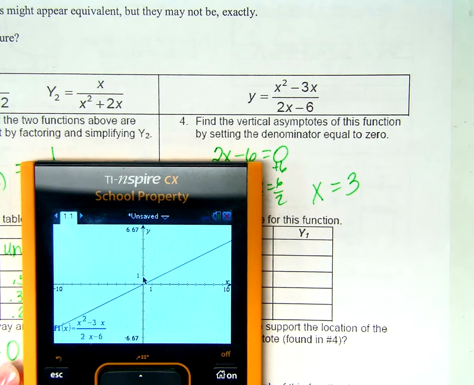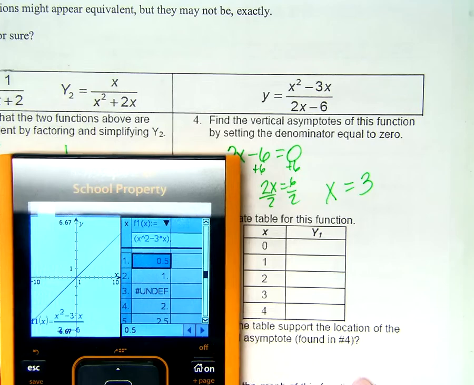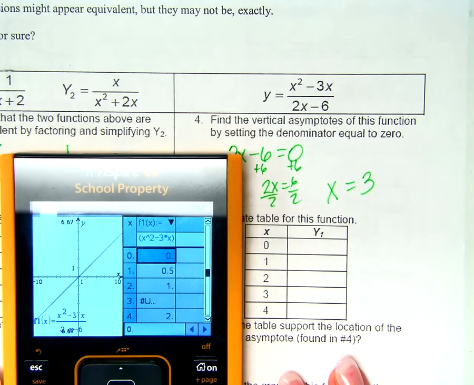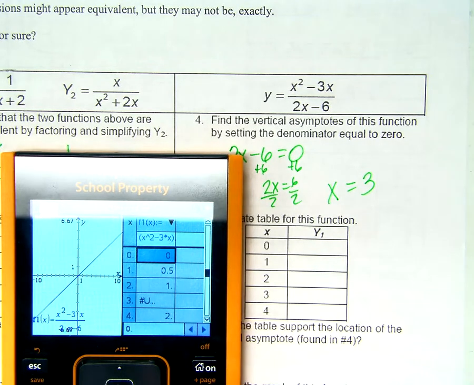So Control T to look at the table. Now, just so you guys know, my brain is going like this. Wait, something's weird. And I'm not even thinking about any of you guys. I'm thinking about this graph.